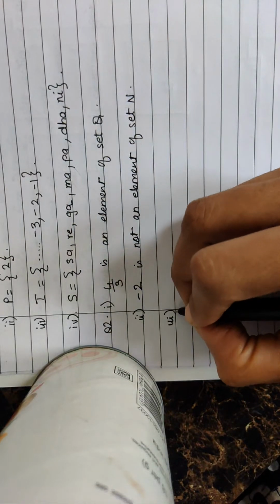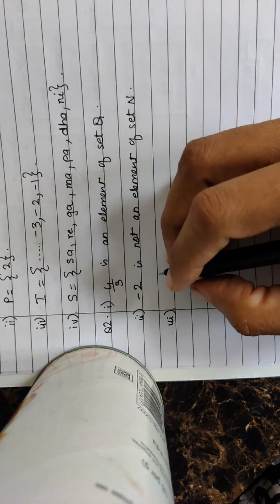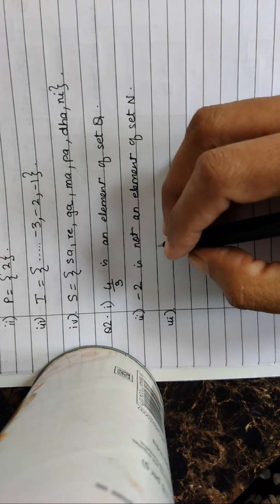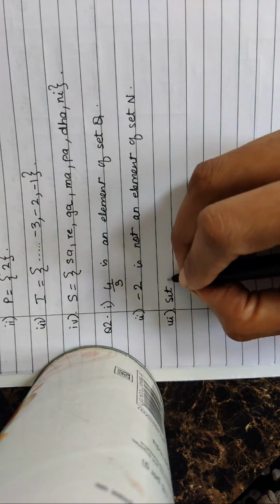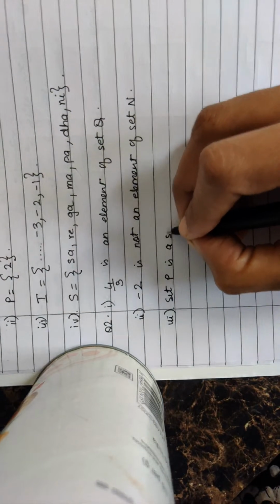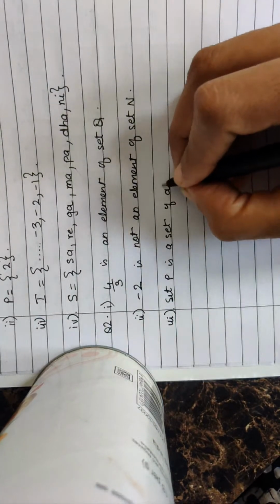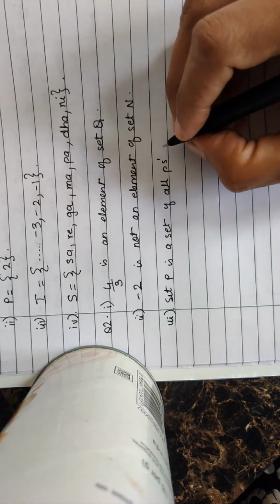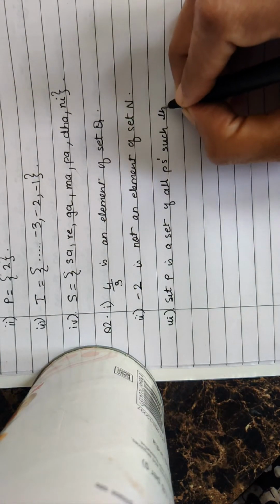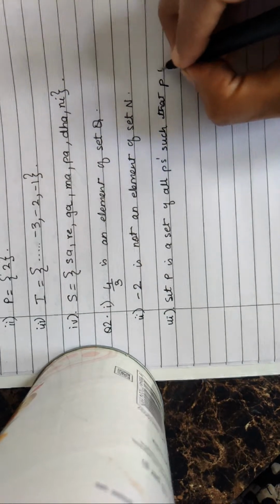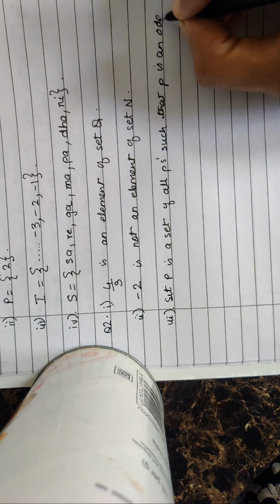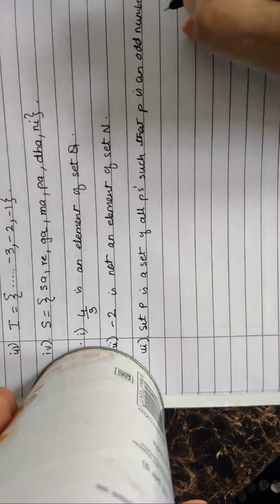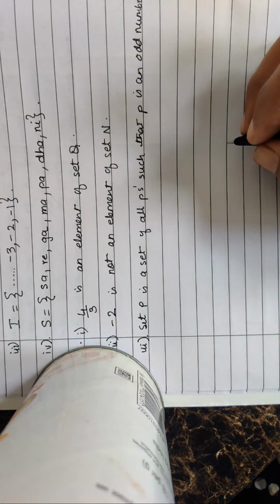The next one says P equals curly brackets, P such that P is an odd number. So I'll write set P is a set of all P's such that P is an odd number. Okay, so we are done with question number 2.